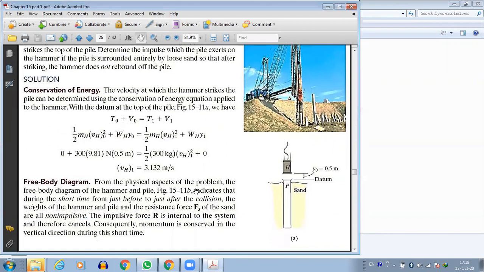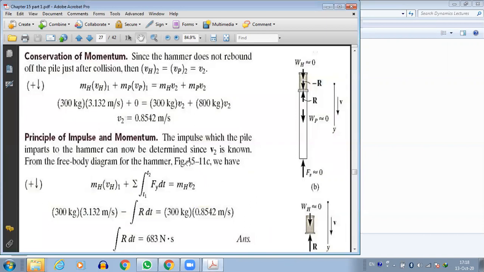How will it be applied? It will be applied like this. We have the momentum of the hammer plus momentum of the pile equals the momentum of the hammer plus momentum of the pile. This is the initial total momentum, and this is the final total momentum.